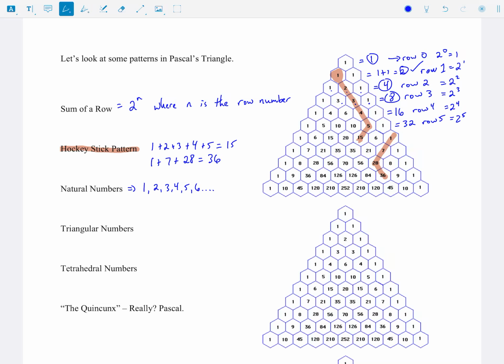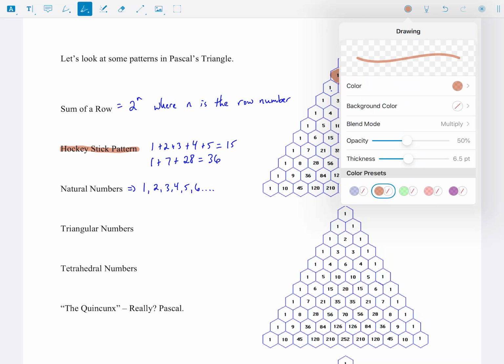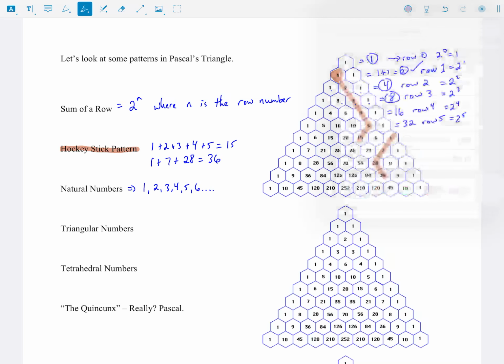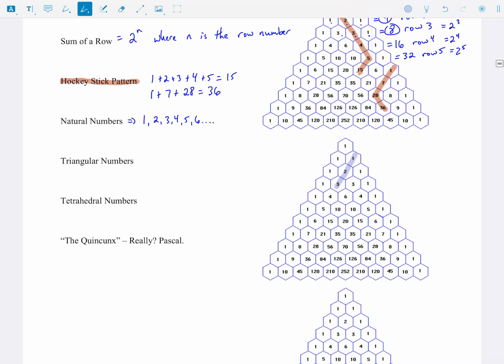And you will notice that on this diagram, the natural numbers are right here. Okay? So these right here are the natural numbers. And do you remember what position number that is? Think about it. Okay, it's position 1, right?